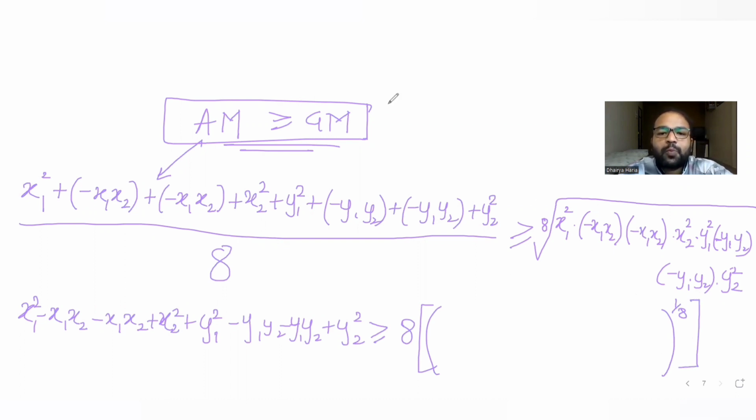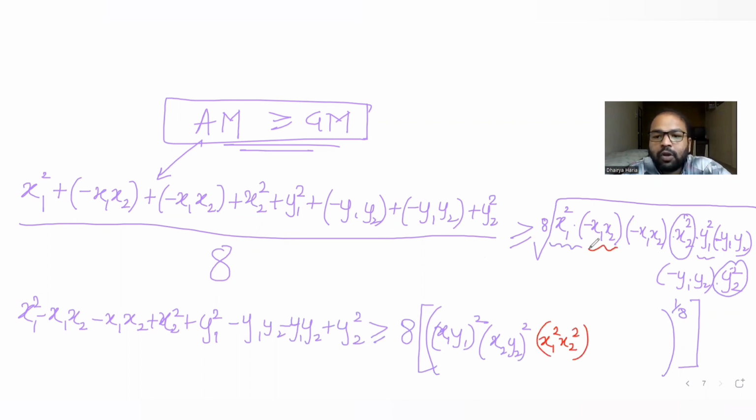If I try to solve this expression here, I can write x1 squared into y1 squared as x1 into y1, the whole squared. I can also write x2 squared into y2 squared as x2 into y2, the whole squared. Then, if I simplify further, minus into minus becomes plus, this becomes x1 squared into x2 squared. If I multiply this, minus into minus is again plus, you get y1 squared into y2 squared.